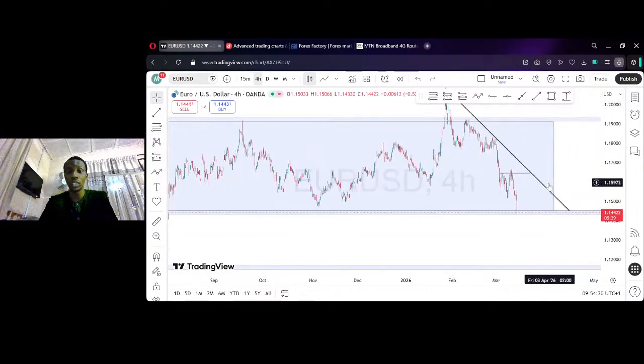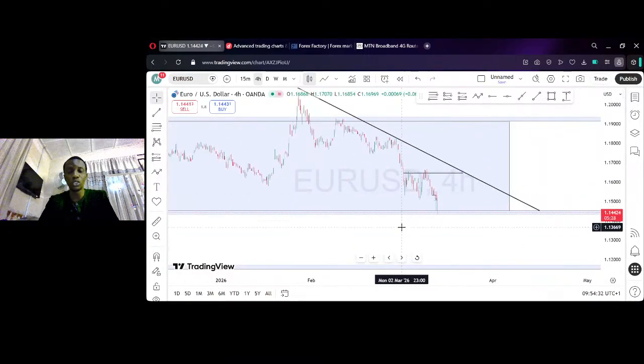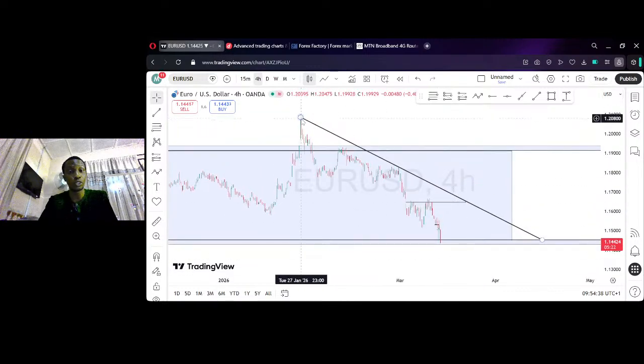Whichever one, Euro USD is telling us that we just have to wait to see what price action is likely to do right here. And as you can see, we have the first touch point, we have the second touch point, and price is definitely coming for the third attempt.